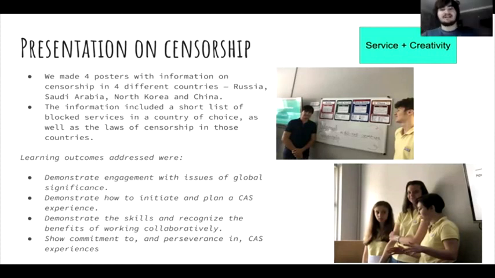All right, so this was a small event. It was a presentation on censorship. It was initiated during the ITGS class. We presented 4 different countries. Me and the other students of our class designed the posters together. They included the short censorship laws of the chosen country, and they included the short list of censored services in the country. Why this is important is because we have our own personal involvement.